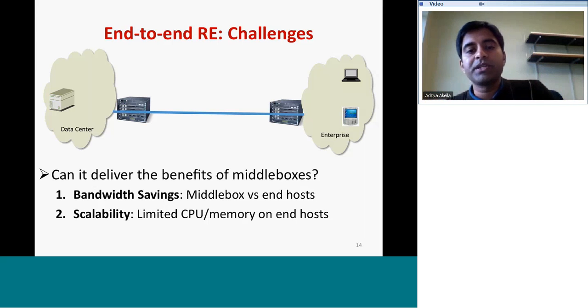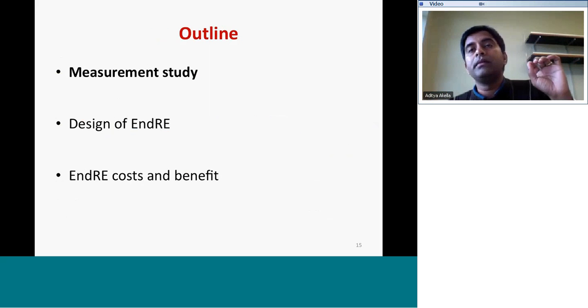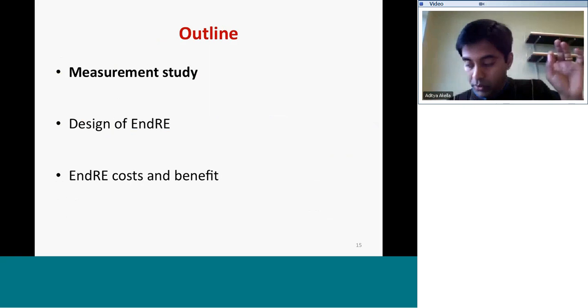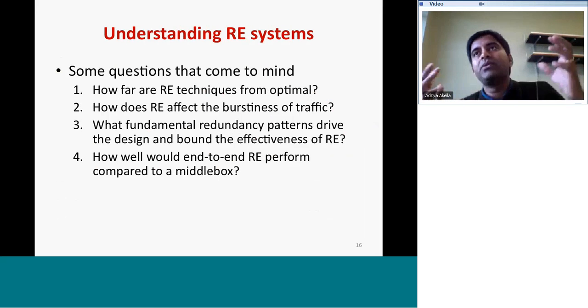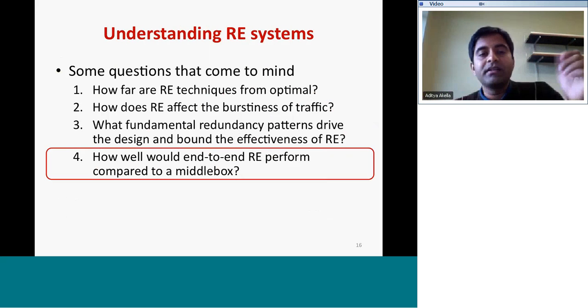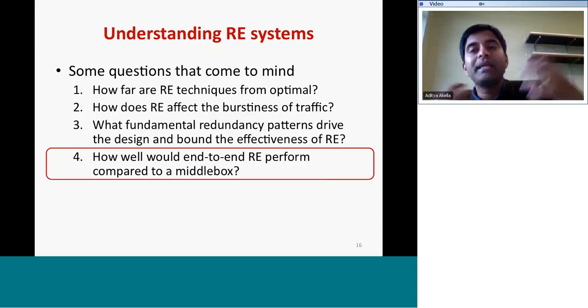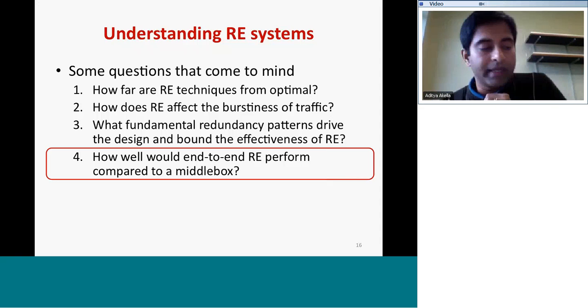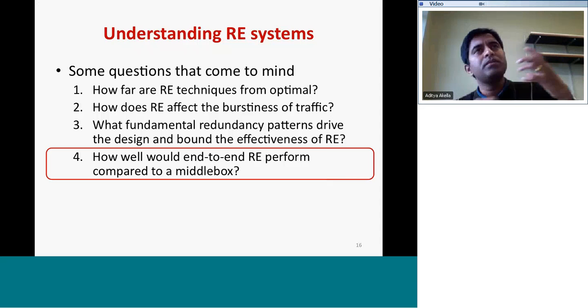So let's look at the first question, bandwidth savings, and I'm going to talk about a bunch of measurement results that motivate the fact that there can be significant bandwidth savings from doing this. There are a variety of questions that come to mind with respect to RE techniques in general, but I'm going to focus on one specific thing, and I'm going to refer to our SIGCOMM paper from 2009 to get a broader sense of empirical insights into traffic redundancy. I'm going to focus mainly on whether this end-to-end approach of doing redundancy elimination would compare well with a middle box, and try to derive some design principles for how to do this end-to-end redundancy elimination.